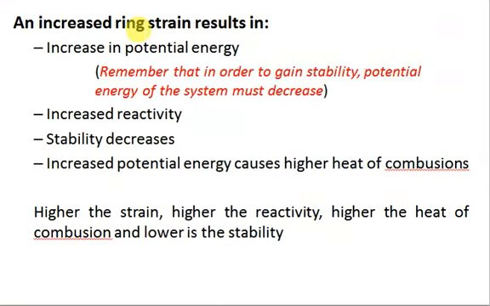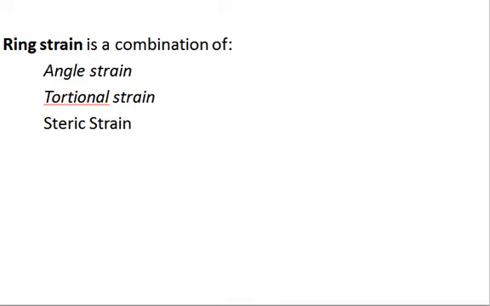So increased ring strain results in increased potential energy. Just remember, the greater the stability, the lower the potential energy should be. So increased potential energy results in decreased stability and increased reactivity, and increased potential energy causes higher heat of combustion. As I mentioned earlier, the ring strain is a combination of three types of strains: the angle strain, the torsion strain, and the steric strain.